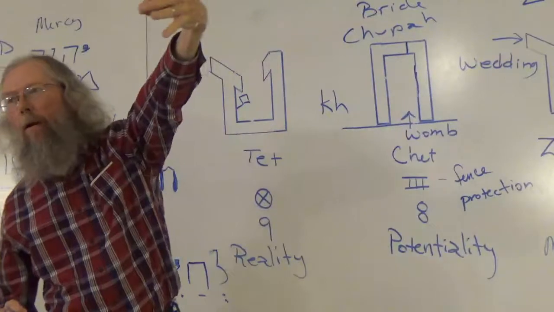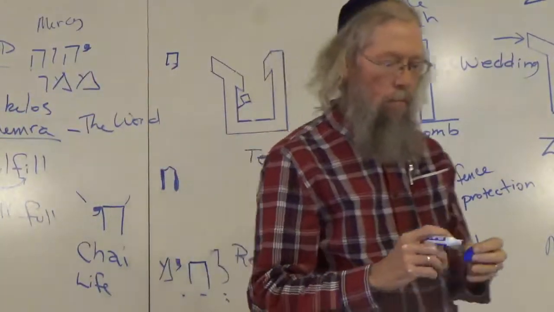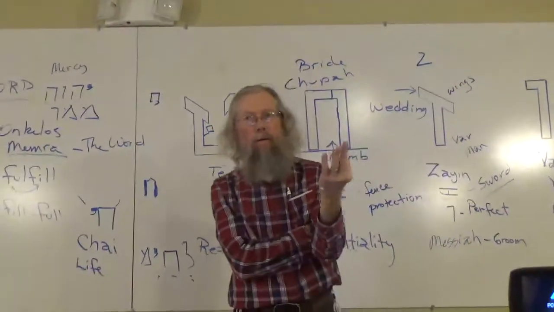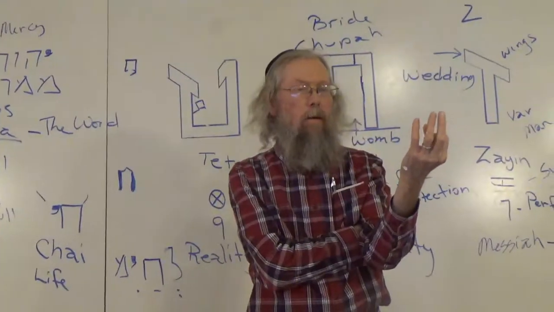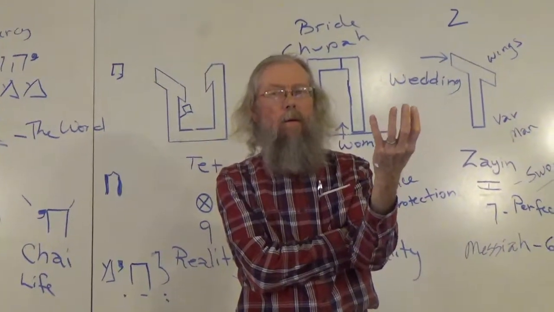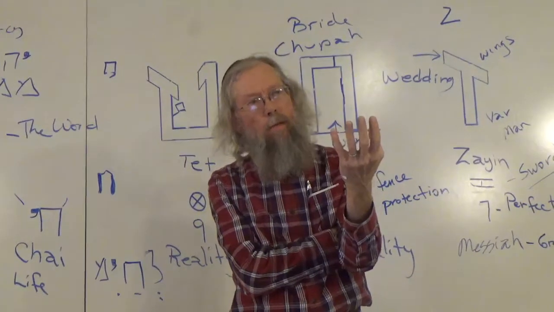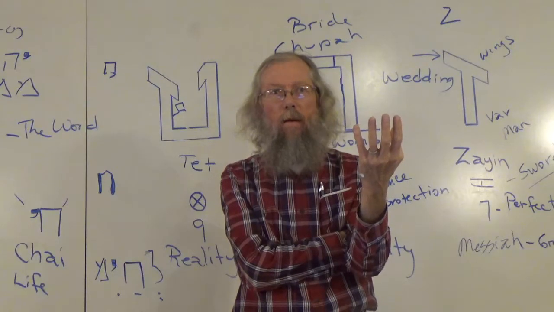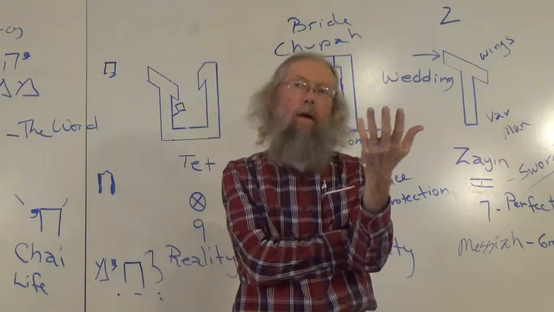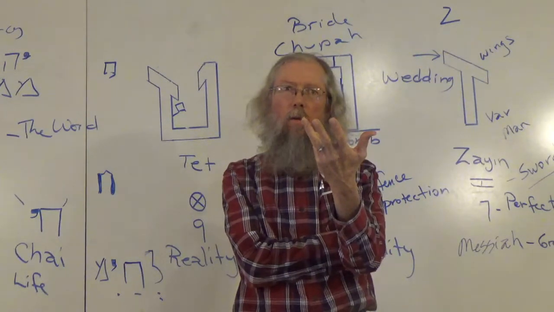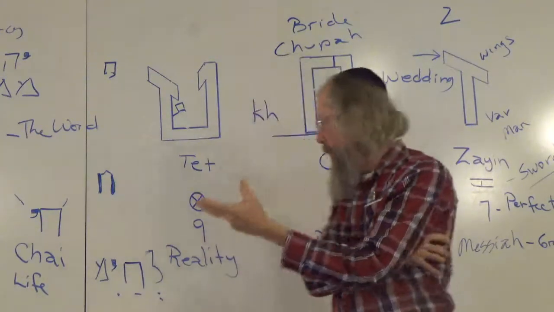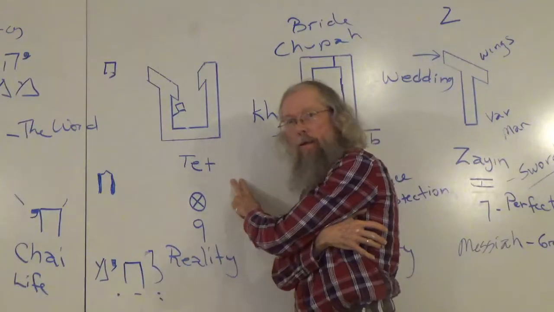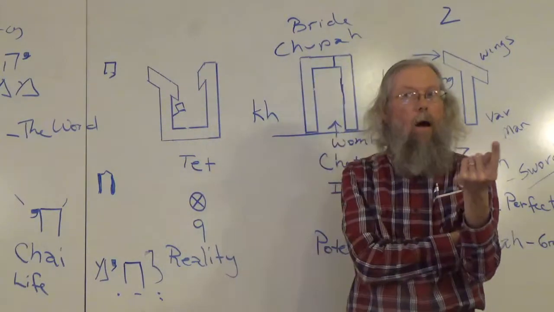So, before you were married, ladies, before you were married, how many children did you have? How many did you want? Okay? Before you get that involved, the want is there. That's potentiality. This is the reality. What is the reality?